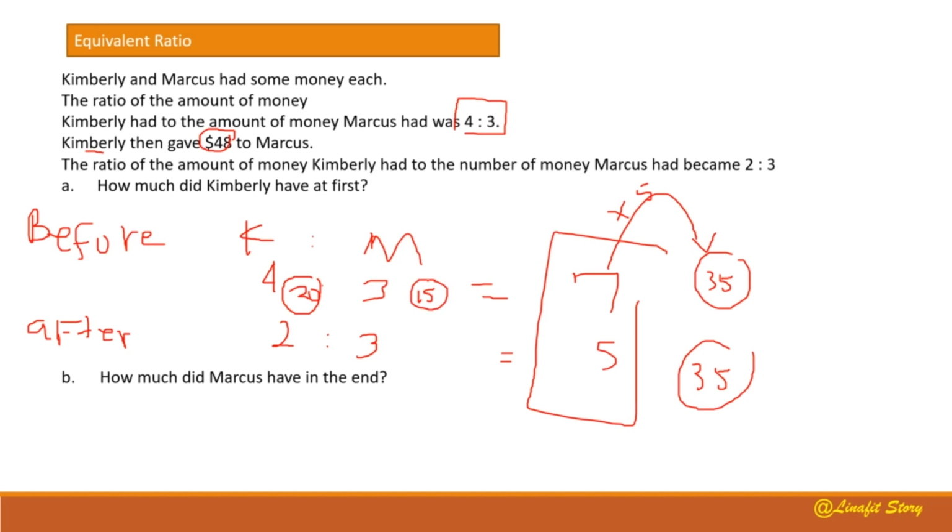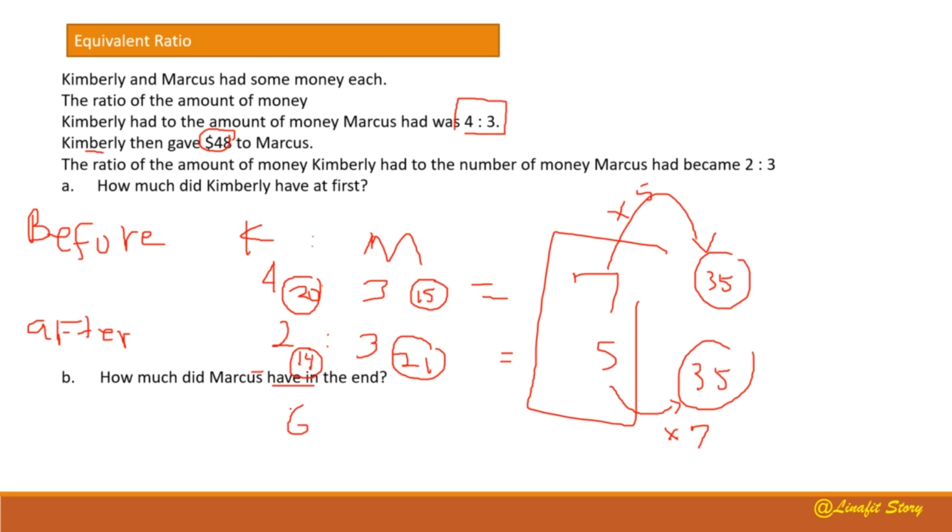Now let's check the after model. So 5 times how many equals 35? 5 times 7. Now do the same to Kimberly and Marcus in the after model. So 2 times 7 equals 14, and then 3 times 7 equals 21. As you may see here, after Kimberly gave Marcus $48, Kimberly's units decreased from 20 to 14.